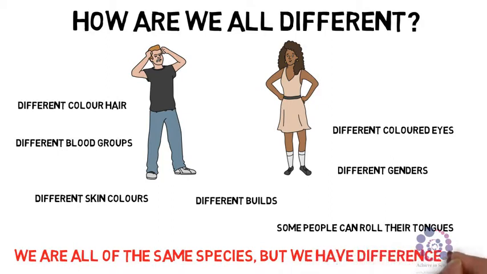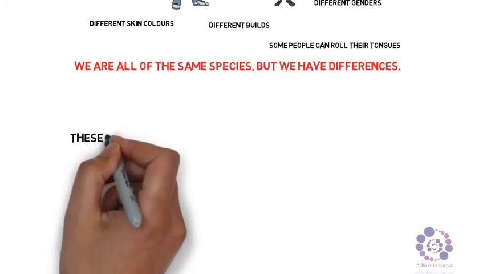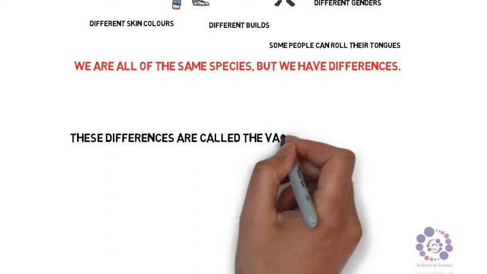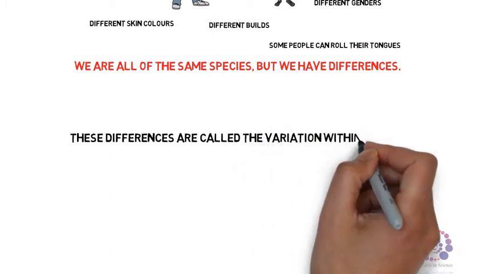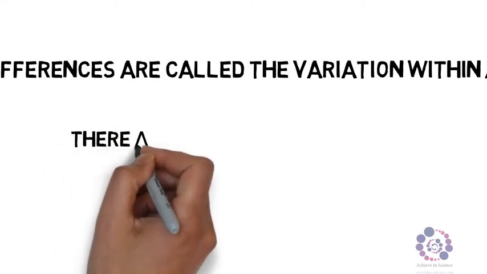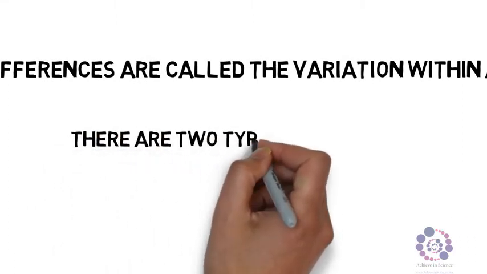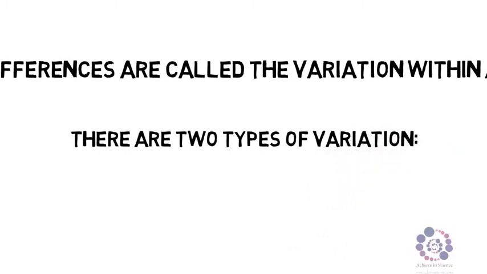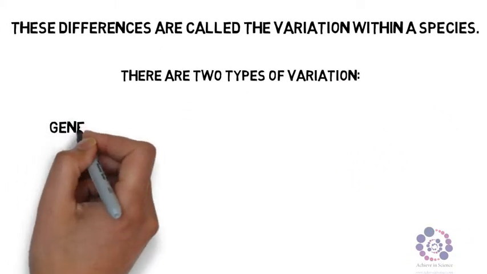And in science, what we say is that these differences are called variation within a species. And we need to use this key word of variation. So differences between the same species. Now there are two types of variation. There is genetic variation. And secondly, there is environmental variation.